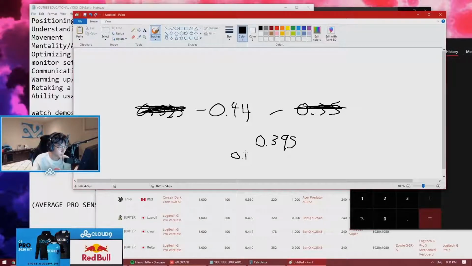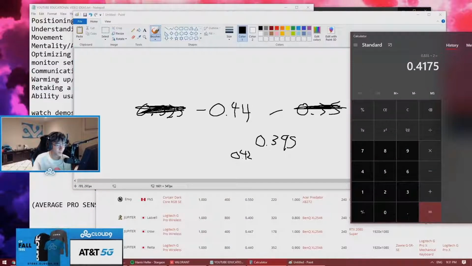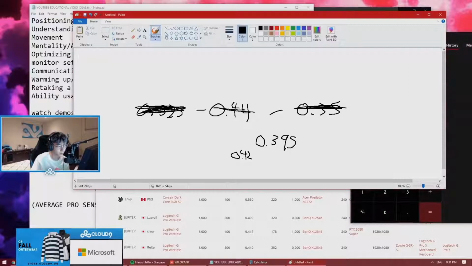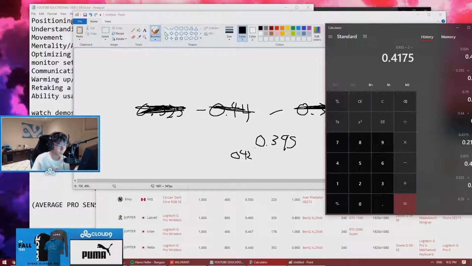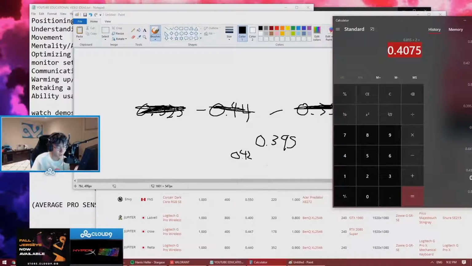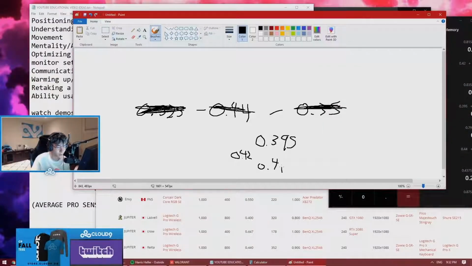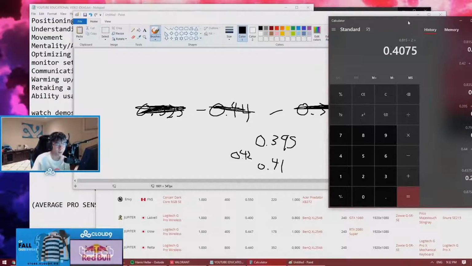So 0.42. I'm not going to show me testing it out anymore because I've already done it, but I liked this one more than I liked 0.44. And so I crossed this one out and I went back over here. Okay, so I have this one. So 0.42 plus 0.395 divided by 2 was that. And I just decided I don't want to go any further with this, and I ended up going with 0.41 because I rounded up. And that's basically how I got my sensitivity just now.